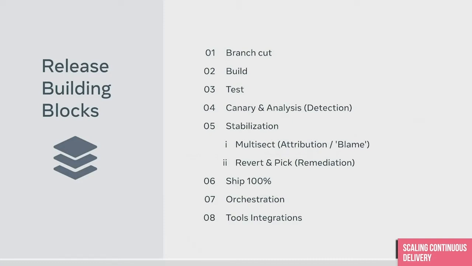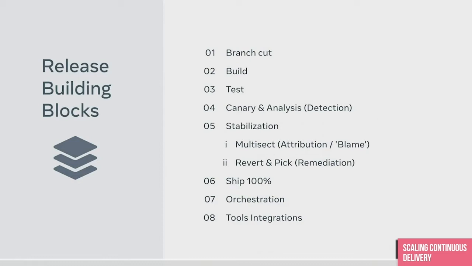For the attribution, we use Multisect. We'll talk about this later. This is how we find the blamed commits. Once we found those, we use revert and pick techniques to stabilize the branch. Shipping 100% is deploying a package to the whole fleet. Orchestration is the thing that is responsible for managing the whole release cycle. And the tooling integrations are there to keep other tools aware of the release process.